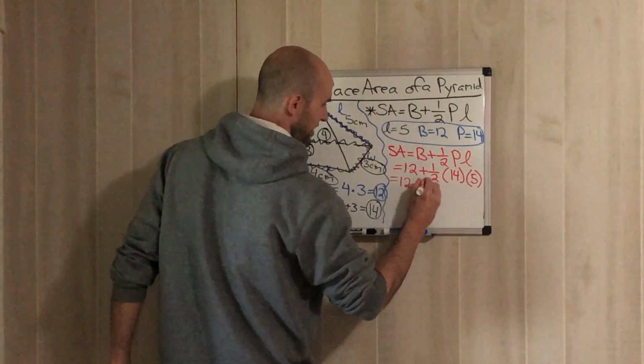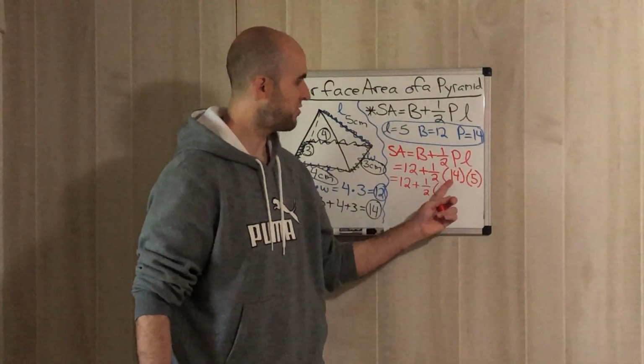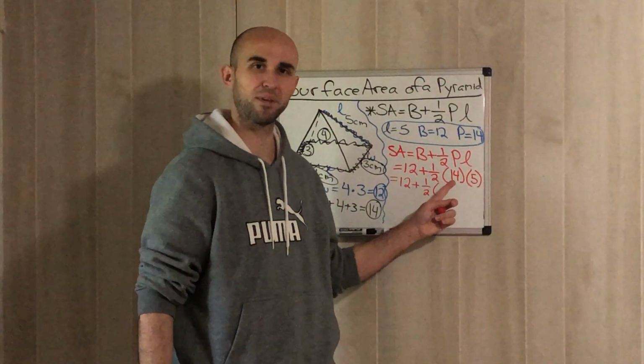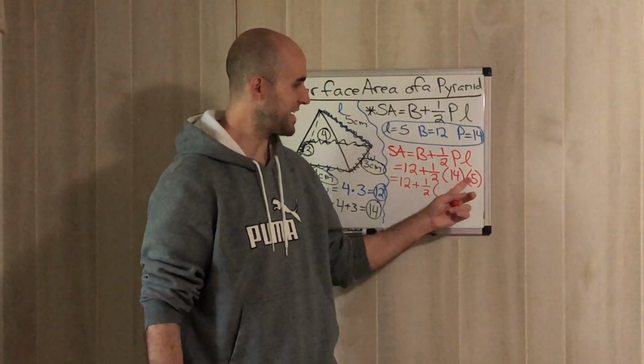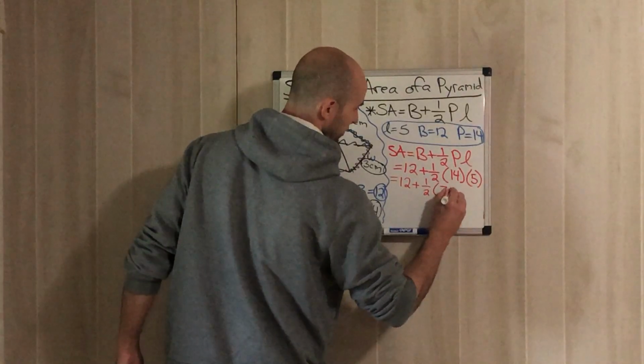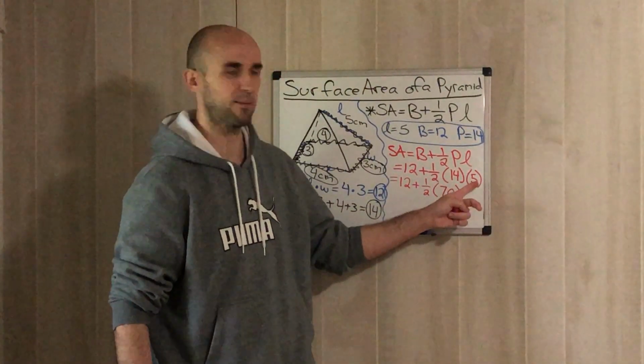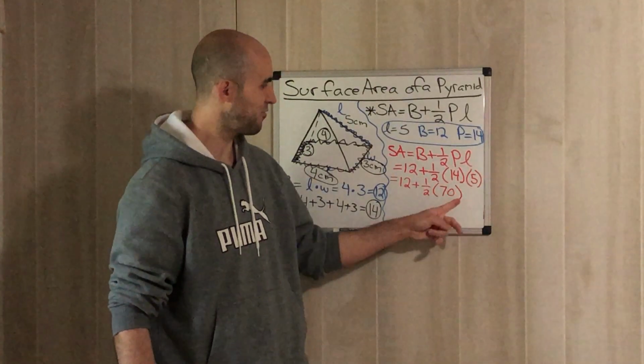We got 12 plus a half. And since it's next to it, whenever you have 2 terms with nothing between it, it means multiplication, right? So we're going to do 14 times 5. 14 times 5 is going to give us 70, right? And again, I got the 70 because I did 14 times 5, right?